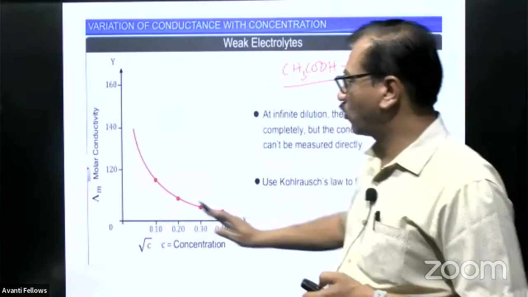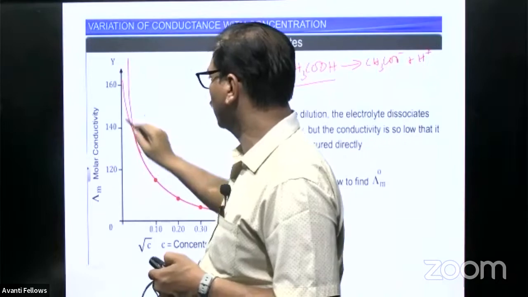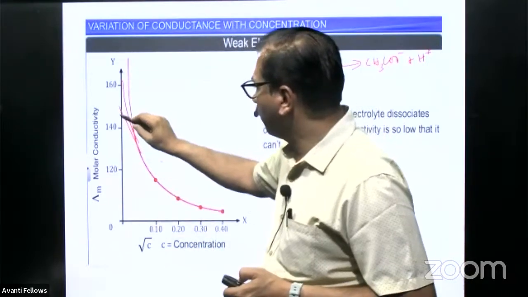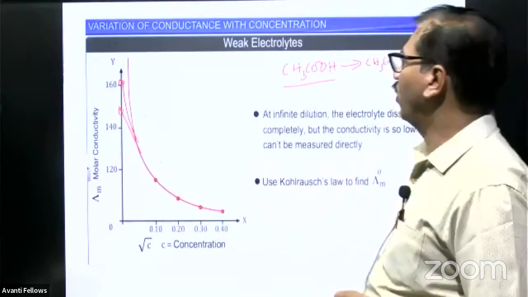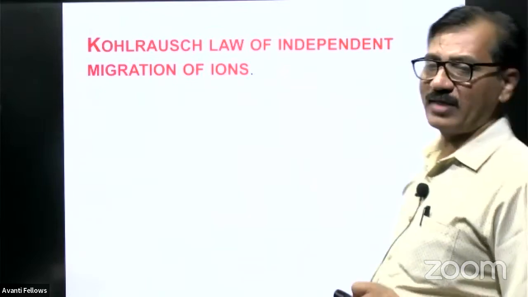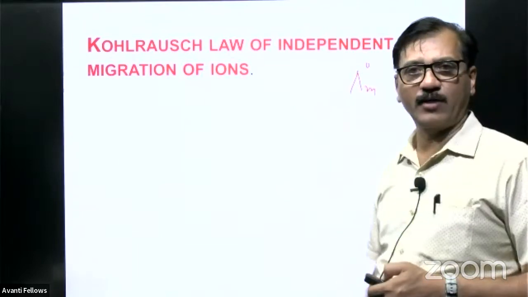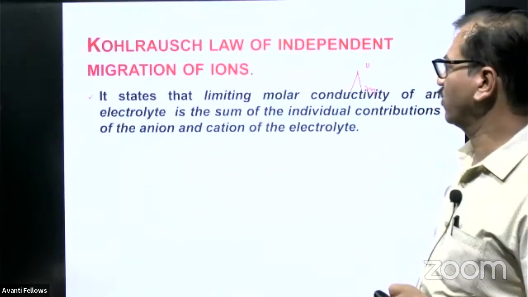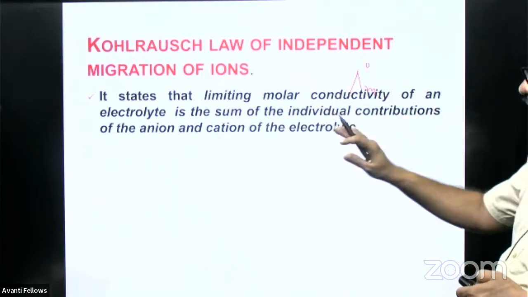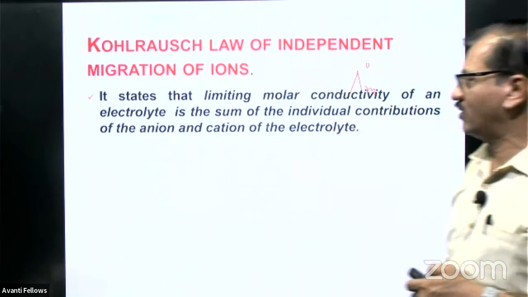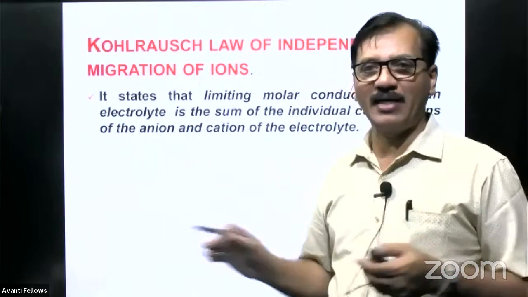But in the case of weak electrolyte, we cannot extrapolate because it is a curve. We don't know where it goes and where it touches. Therefore, we cannot find out lambda m0 for the weak electrolyte this way. So we have another law which helps in finding out lambda m0 for the weak electrolytes. It states that the limiting molar conductivity of an electrolyte is the sum of the individual contributions of the anions and cations in the electrolyte, whenever it is infinitely diluted.